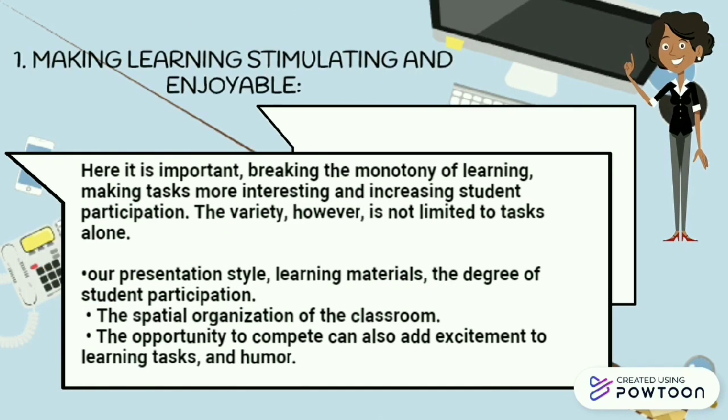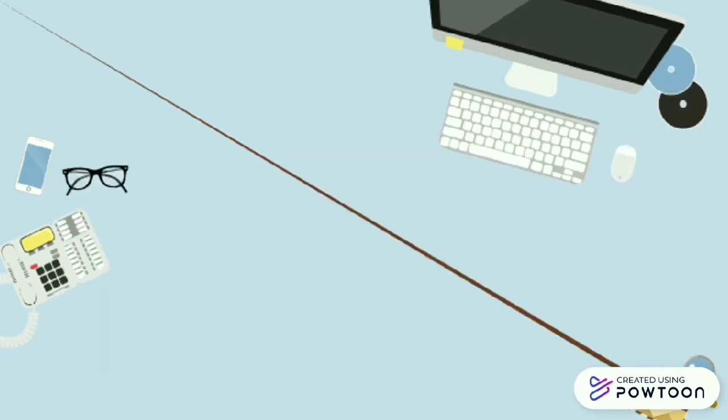First, making learning stimulating and enjoyable. Here it is important to break the monotony of learning, make tasks more interesting, and encourage student participation. The barrier, however, is not limited to tasks alone. It can also refer to other aspects of the teaching-learning process, such as our presentation style, learning materials, the degree of student participation, and the organization of the classroom.